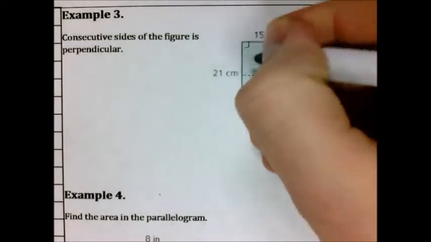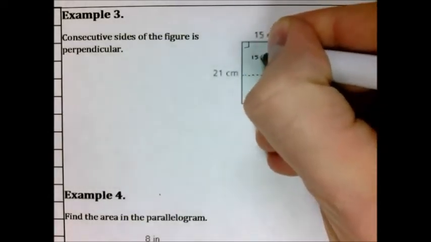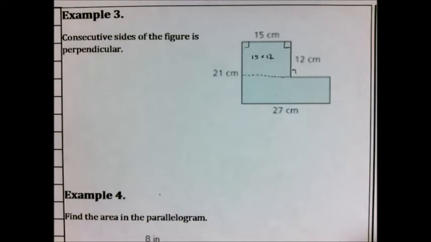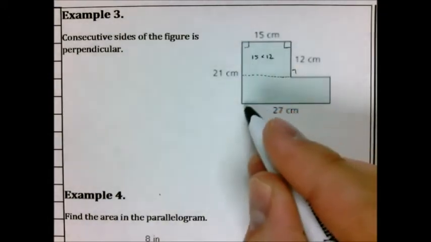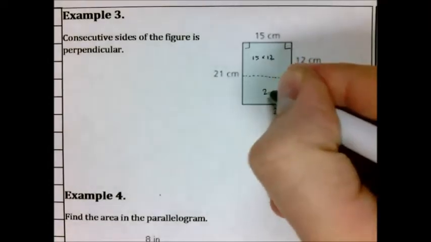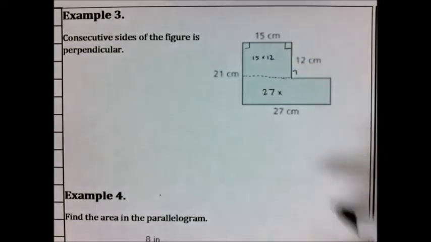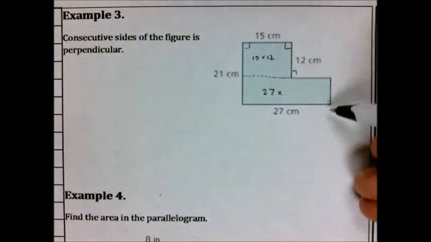So this shape right here we see is a 15 by 12. 15 centimeters this way, 12 centimeters down that way. And this shape, we know the length of it is 27, the base is 27, and the height we don't necessarily know right away.